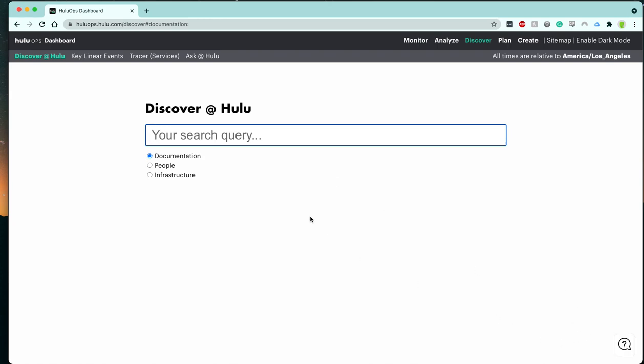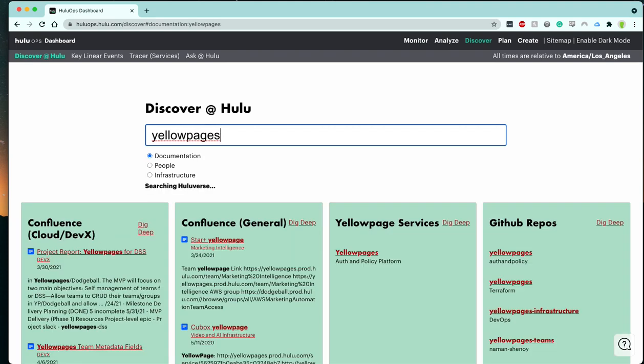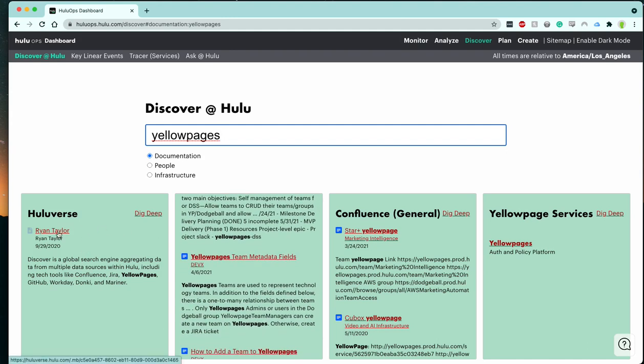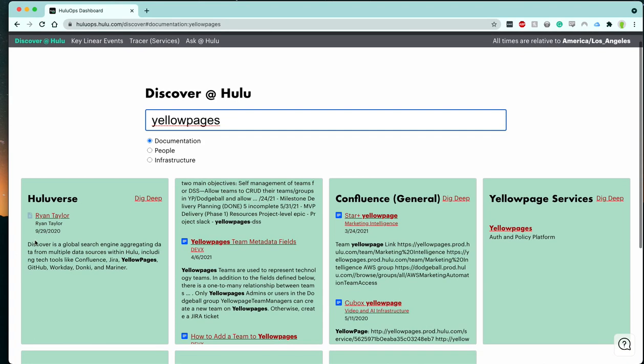So I'm going to do a search for Yellow Pages. It's one of the things that we talked about as an internal service that we are highly dependent on. Just by searching Yellow Pages, I'm going to get a return from the DevX Confluence instance, the Confluence proper. I'm also looking at something that I posted in September on Huluverse, which is awesome, right?